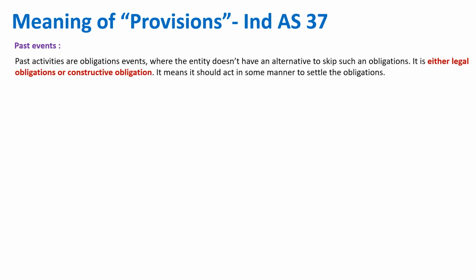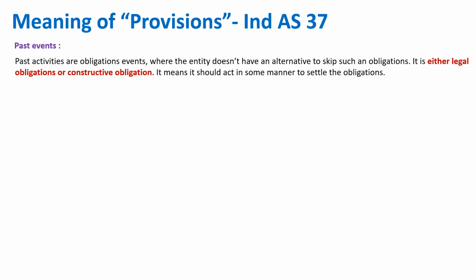Now, past events are obligating events where the entity doesn't have an alternative to avoid such an obligation. It is either a legal obligation or a constructive obligation. It means it should act in some manner to settle the obligation. That means it is very clear that there should be a legal obligation or a constructive obligation.